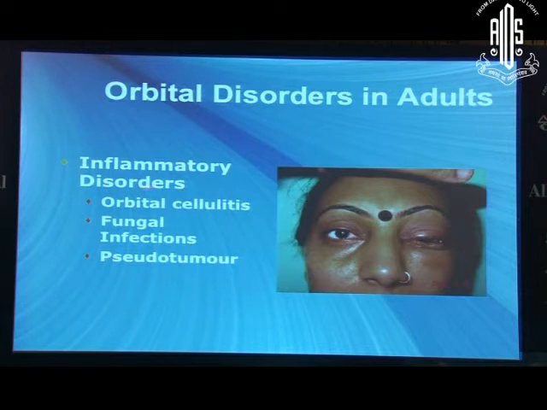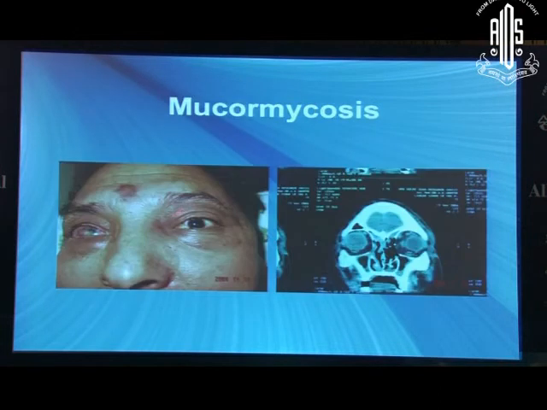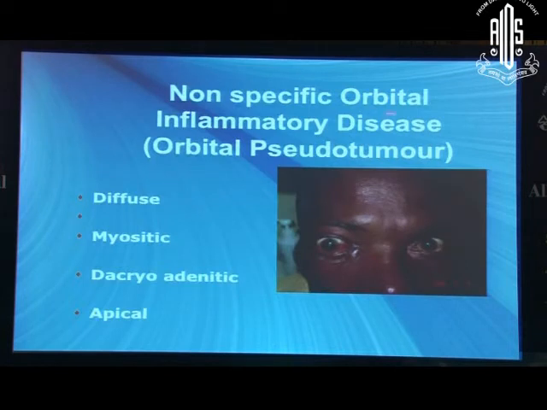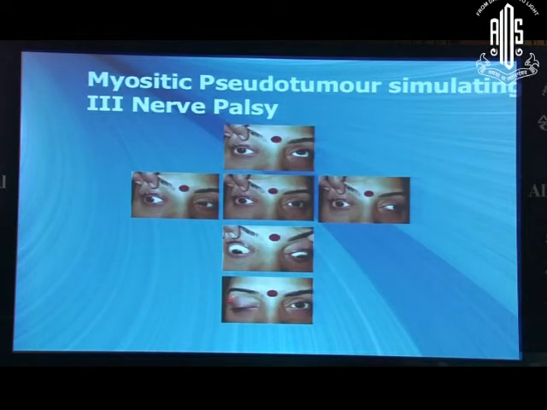You have the same infective pathologies that we spoke about, orbital cellulitis, but mucormycosis in immune compromised individuals can be life-threatening and must be diagnosed early enough. Then aspergillosis, as in children when we spoke about, this can be a relatively chronic fungal pathology. Non-specific orbital inflammations or the orbital pseudotumors may have 4 different types, either a diffuse process, a myositic process, that involving the lacrimal gland or involving the orbital apex.